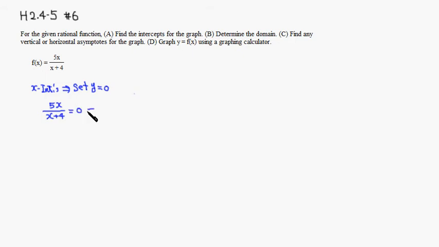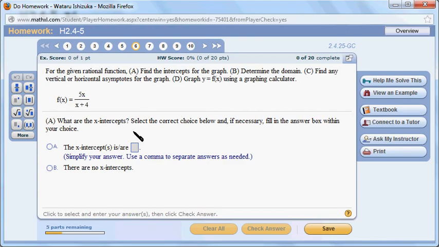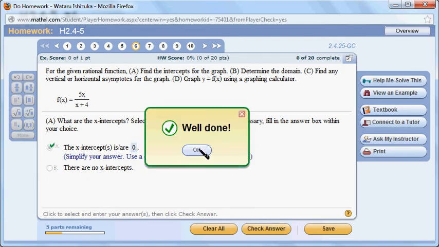But all you really have to do is make sure that the numerator is 0, because the denominator cannot make the whole fraction equal to 0. Numerator does. So it's going to be 5x equal to 0, right? We can isolate x by dividing through by 5. So x equals 0. So, sorry, x equals 0 is the x-intercept. There's only one of them, so type in 0. Let's check. Right, got that.